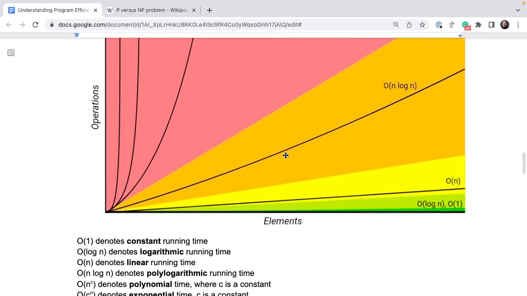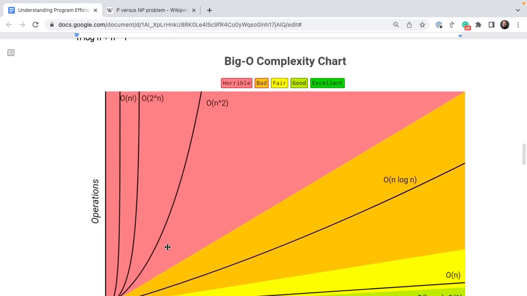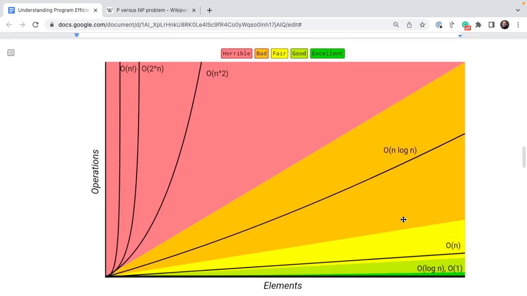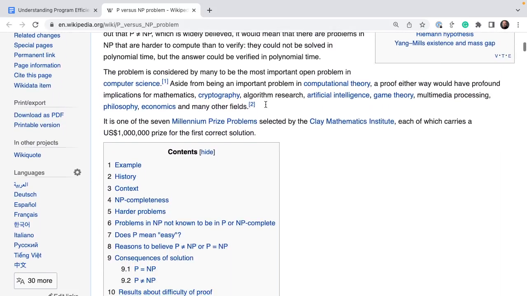So if you look at this chart right here, we have this polynomial that is an absolutely horrible running time. Could you turn it into something that was non-polynomial, such as n log n, or even better, something like a log n running time? So it's an unsolved problem. It's been around for a while, and it's one of the 7 Millennium Prize problems. Only one of those has been solved.